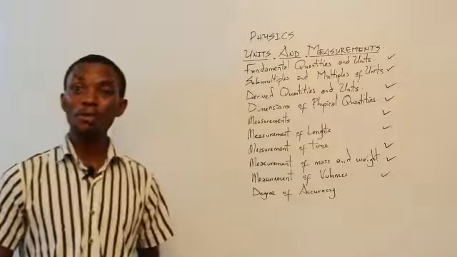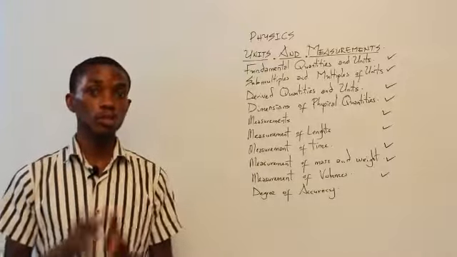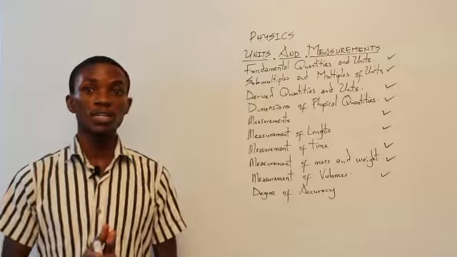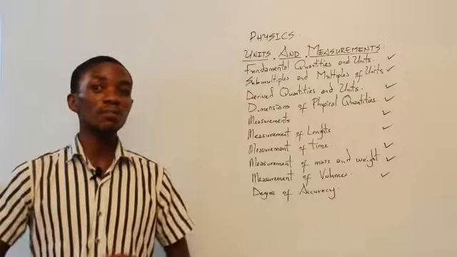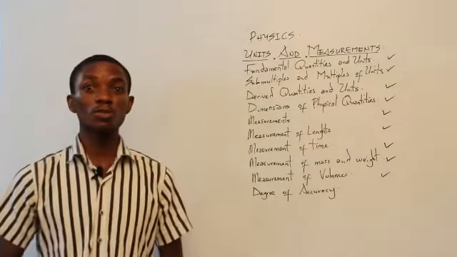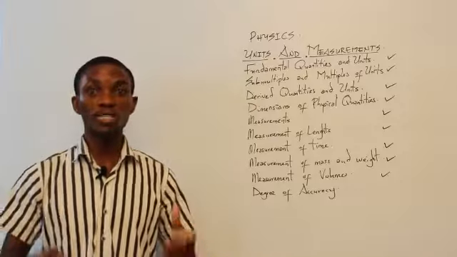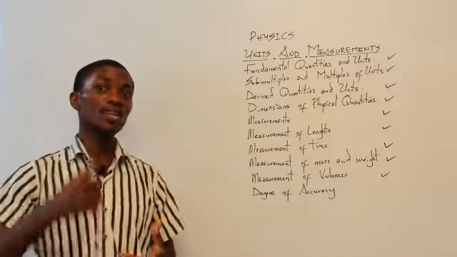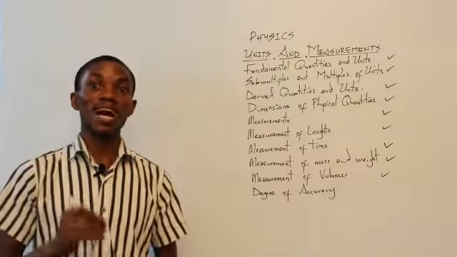So let's talk about degree of accuracy. In physics, we are always concerned about precision, accuracy. You must get it right. And that's the reason why we have always been talking about using the right apparatus, using the right measuring tools. You don't just choose any measuring tool and start measuring. Of course, you must choose the one that is suited, that would give you a measurement that is accurate.